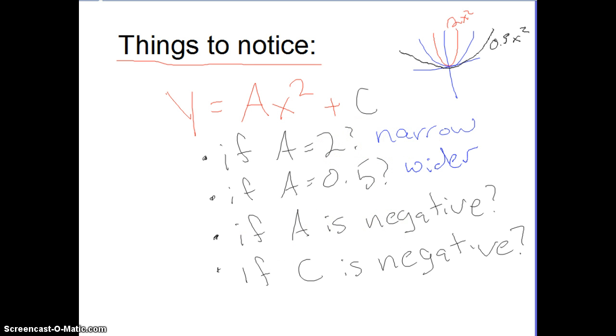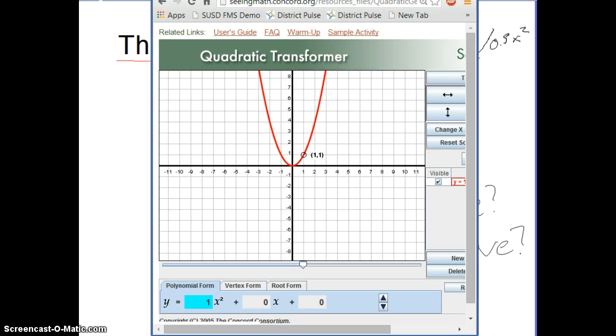Okay, what would happen if a was negative? All right, so here I am with my parabola again. This is my coefficient a. I know that I can move it up to 2 so that I'm now multiplying by bigger and bigger numbers to make it narrower, or I can divide it by bigger and bigger numbers and it's going to get wider.